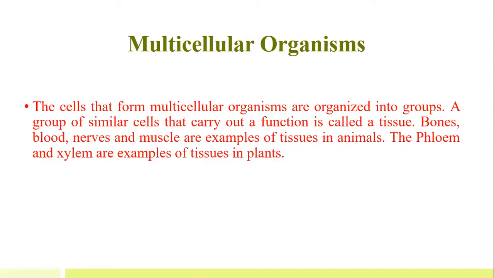The cells that form multicellular organisms are organized into groups. A group of similar cells that carry out a function is called a tissue. Examples of tissues would be bones, blood, nerves, and muscles. These are all common examples of tissues in animals. Some in plants would be the xylem and the phloem tissues.